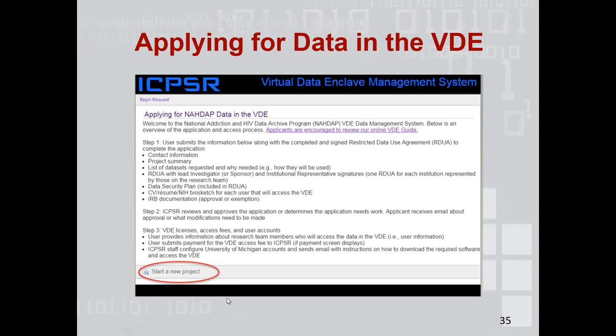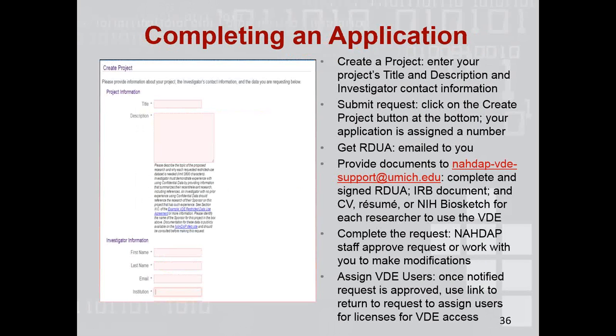So once you're ready, you would click on Start a New Project, and that will bring up this page. So we'll talk about how to complete an application. This page can be filled out by someone other than the primary investigator. Please use the name and contact info of the person who will be serving as the lead researcher.